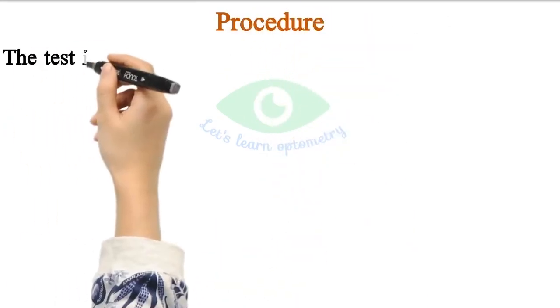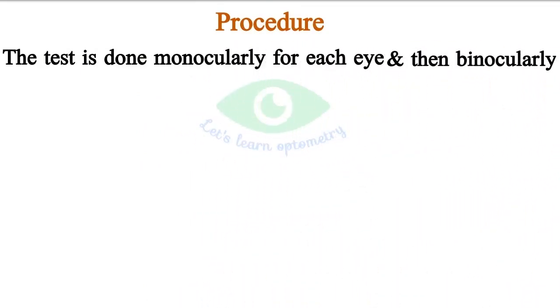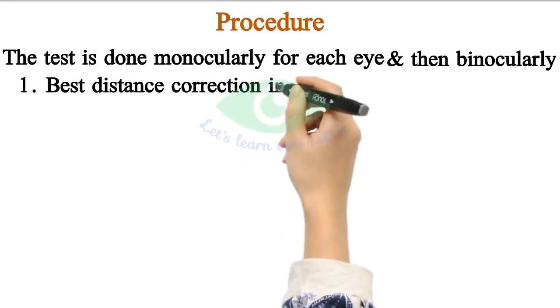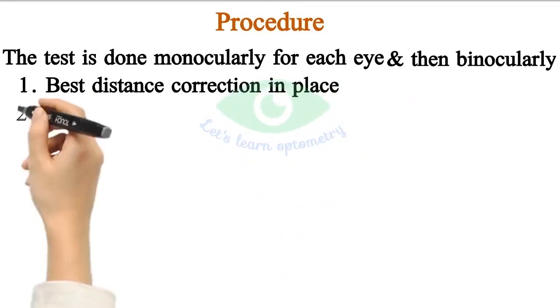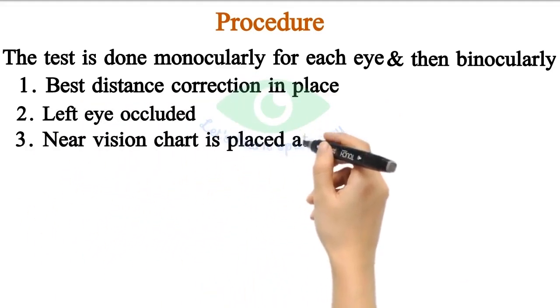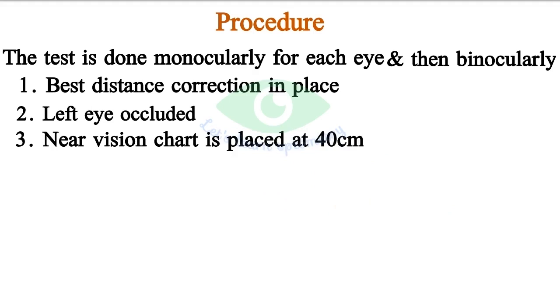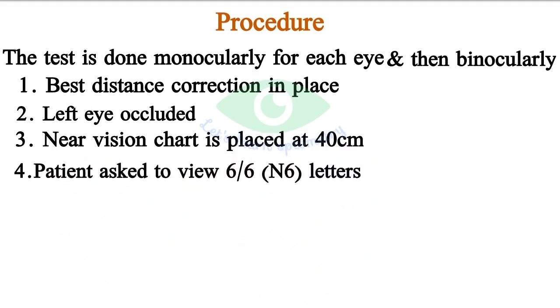Procedure. The test is done monocularly for each eye and then binocular measurement is done. The best distance correction is placed in the trial frame. First, we are going to test the right eye, so the left eye is occluded. The near vision chart is placed at a distance of 40 cm from the patient. The patient is asked to view the 6x6 letters in that chart.